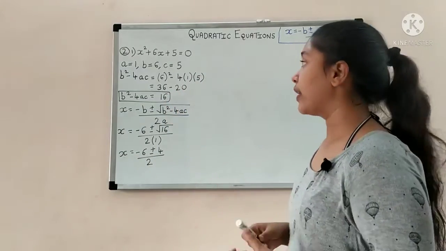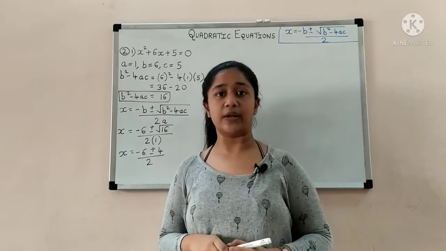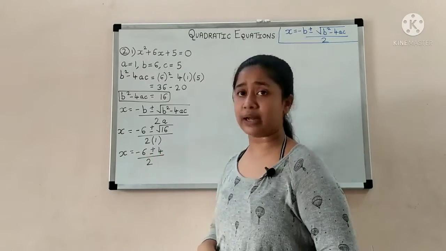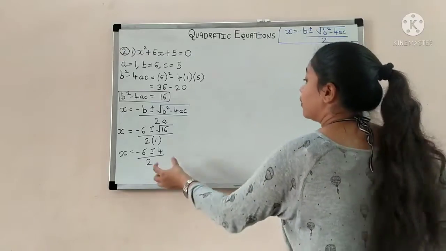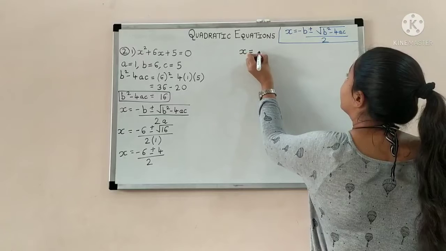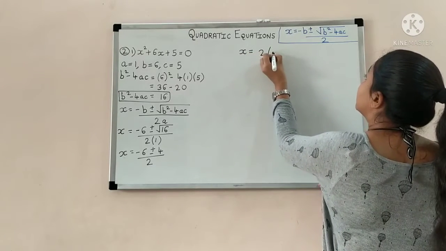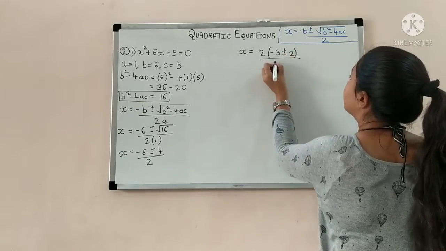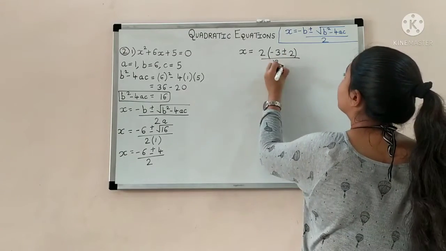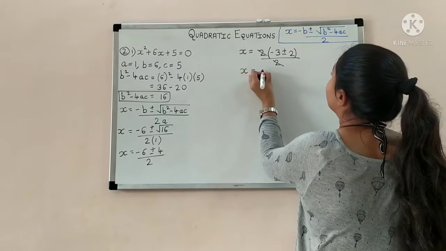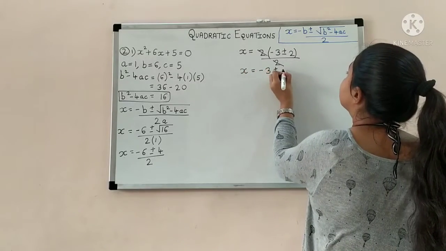Now you all know that in quadratic equations we get two answers for our variables, correct? So now you will understand why we have here plus and minus. But before that, from here you can take 2 common. So you can write x is equal to, take 2 common, inside will be minus 3 plus minus 2 upon 2. Okay, so 2 and 2 will get cancelled. Now x is equal to, what is remaining? Minus 3 plus minus 2.